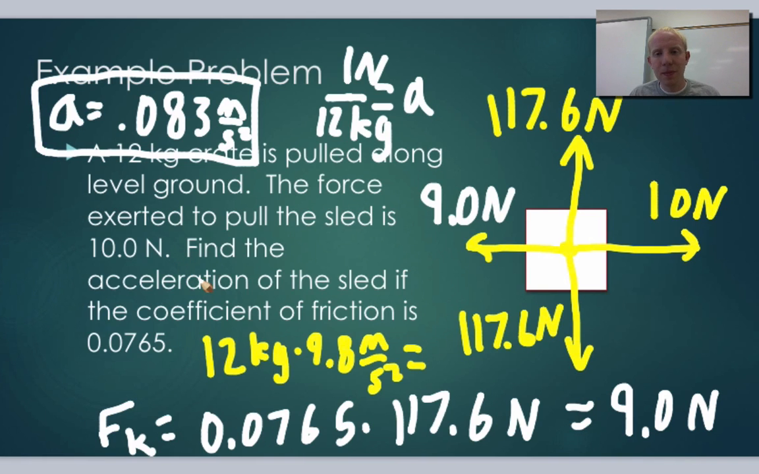So a lot of steps. Let's review quickly a lot of the tools we can use. We can use the mass of an object to find its weight. We've done that many times. We can use the weight of an object to find the normal force because they're equivalent. We can use the normal force to find the friction force using the F sub k equation. We can find the net force by subtracting the two horizontal forces from each other. And then we can find the acceleration by using F equals ma. And that's what we did for this problem.